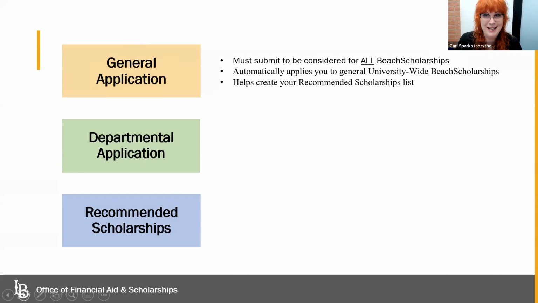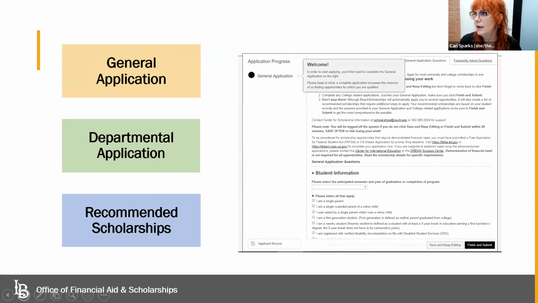All right, so we'll recap. The general application must be submitted first. So before you can do anything at all, you have to go through the general application process. That is the gateway for you to be considered for all scholarships within Beach Scholarships. It automatically applies you to the general and university-wide scholarships that are available, and it helps you to create your recommended scholarships list. If you can click the arrow for me, Cameron, it's going to show what it looks like here.